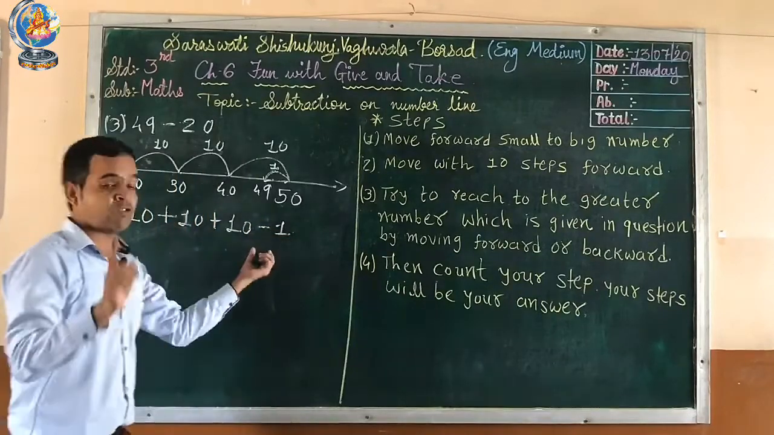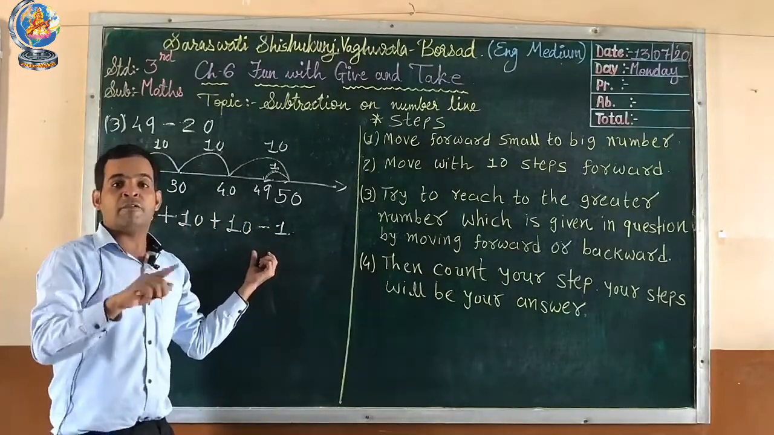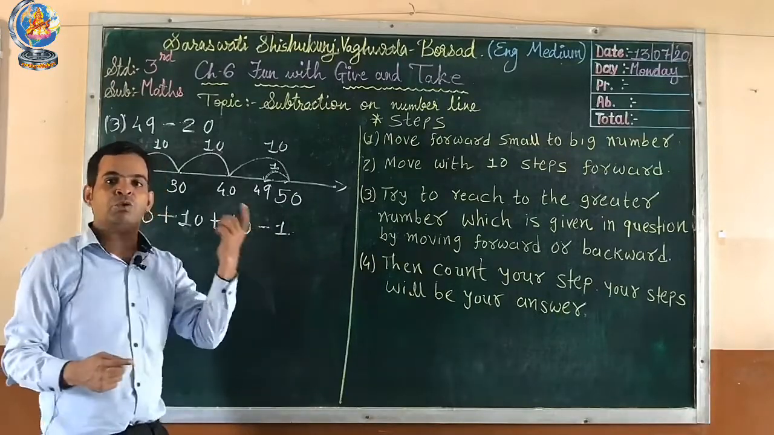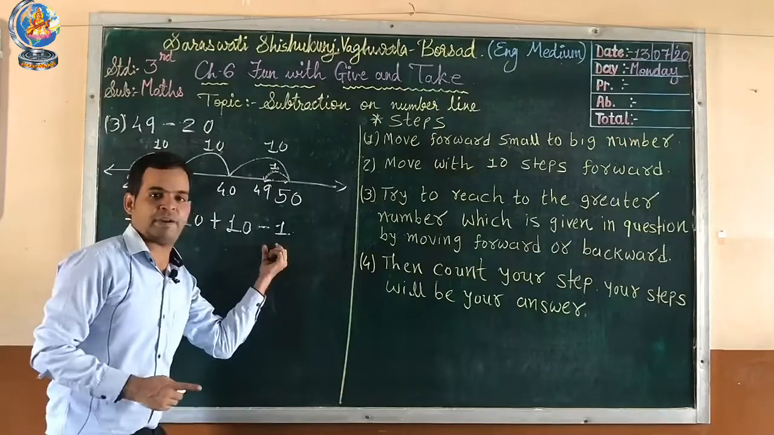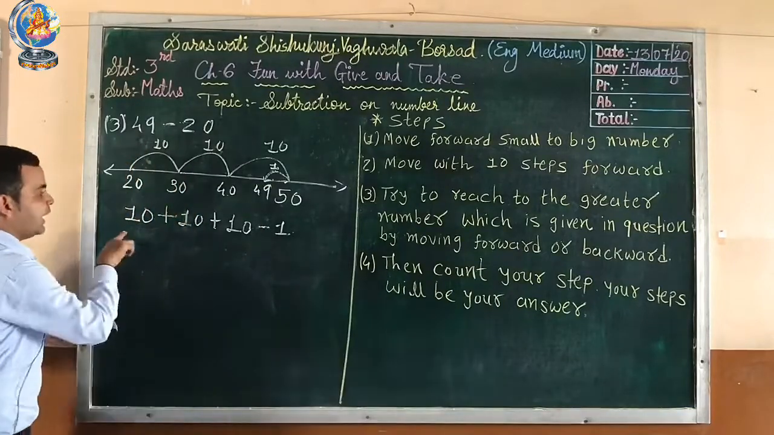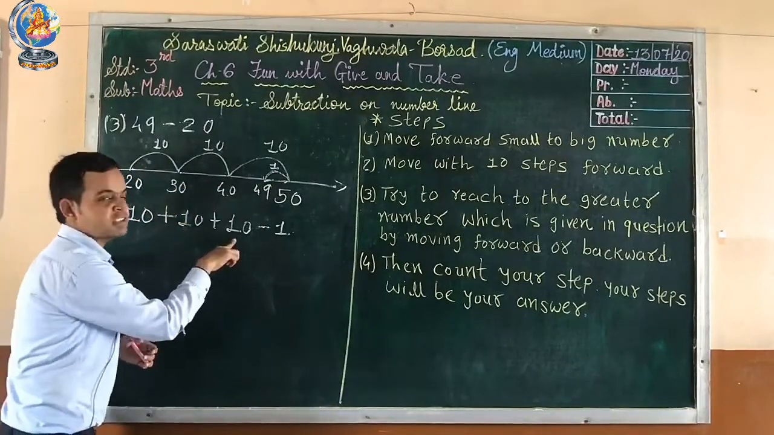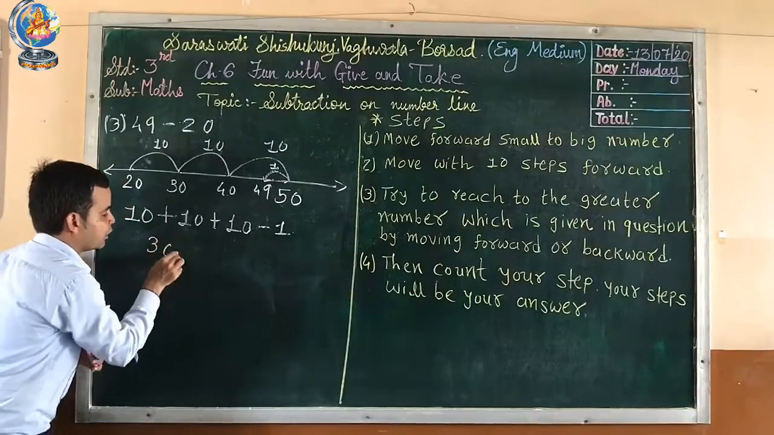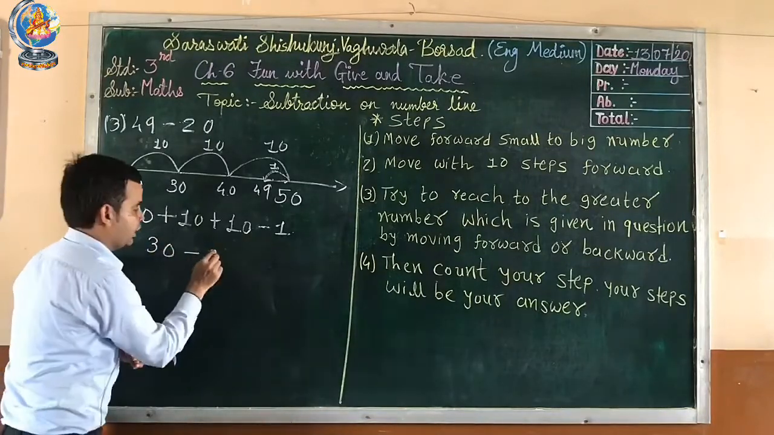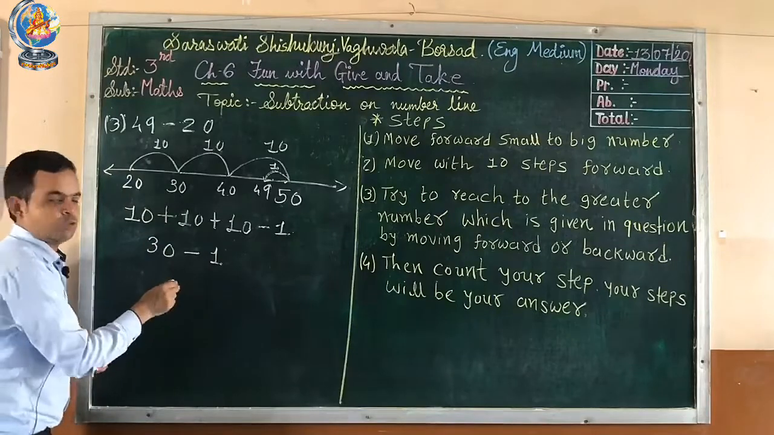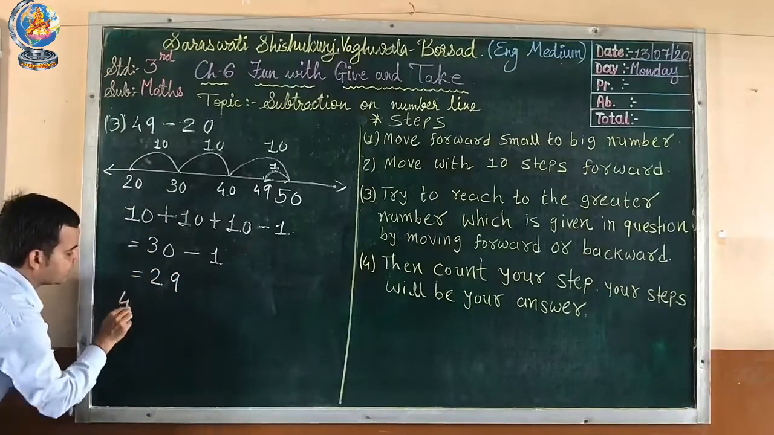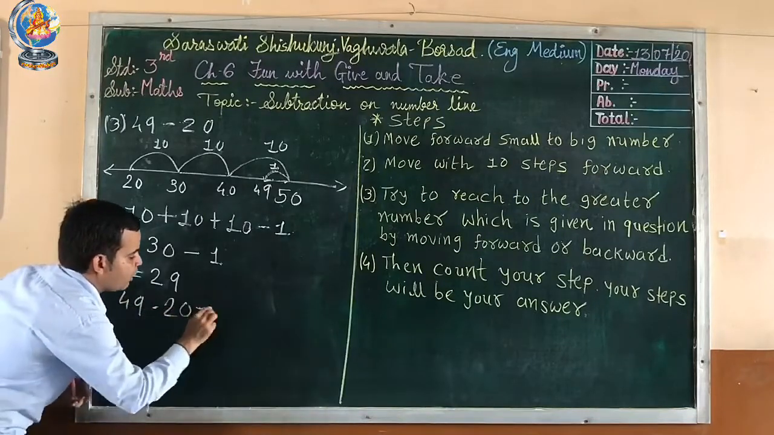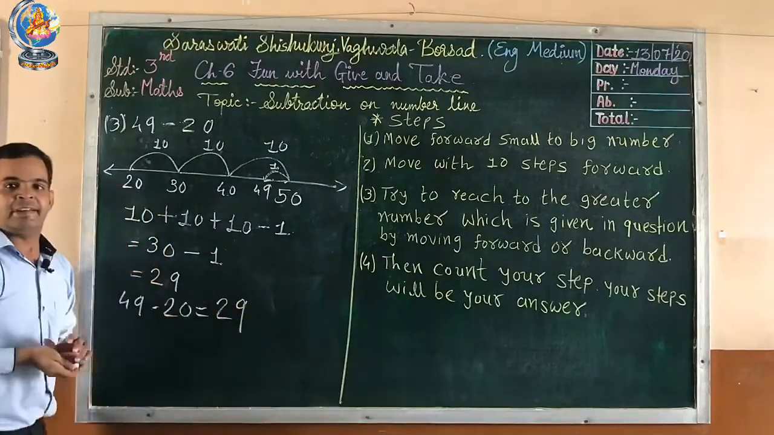Be careful: when we go forward we have to do addition, and when we go backward we have to do subtraction, right? Then 10 plus 10 is 20, 20 plus 10 is 30. So I write 30 minus 1, and 30 minus 1 is 29. Understood? So what is our answer? 49 minus 20 is equal to 29.